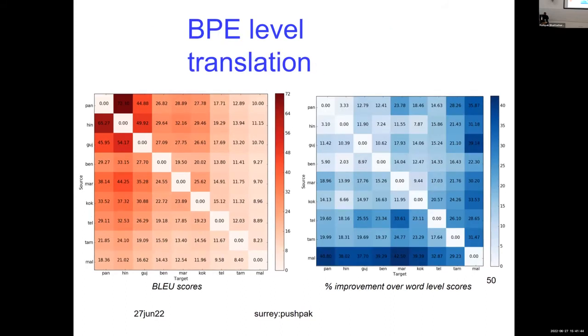So when we make use of byte pair encoding, where we have statistically significant substrings, then Hindi Tamil improves to 13.94, that is 21% improvement. Hindi Malayalam goes to 11.15, that is about 31% improvement. So these very significant improvements were observed when we make use of subwording.